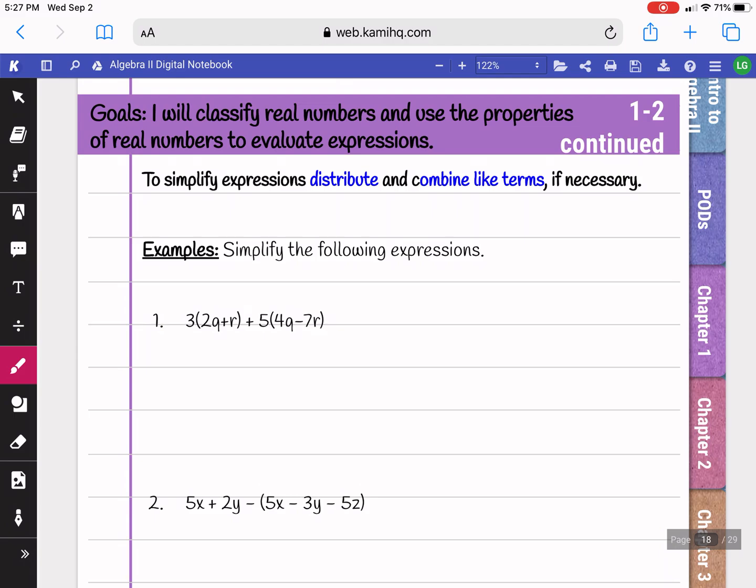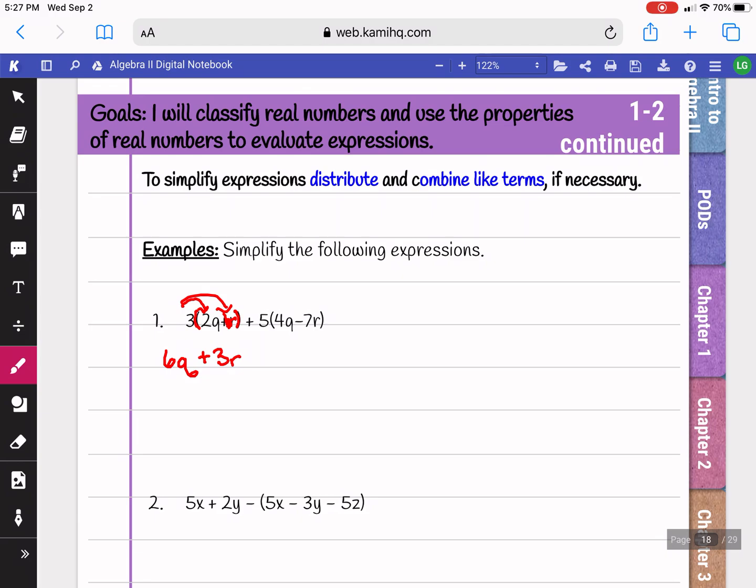Anytime we have parentheses, you can distribute what's on the outside to the inside. So I'm going to start by multiplying 3 times 2q. 3 times 2q is 6q. Then I would do 3 times r. I can put an imaginary 1 here, so I can treat it like a 1r. 3 times 1r is positive 3r.